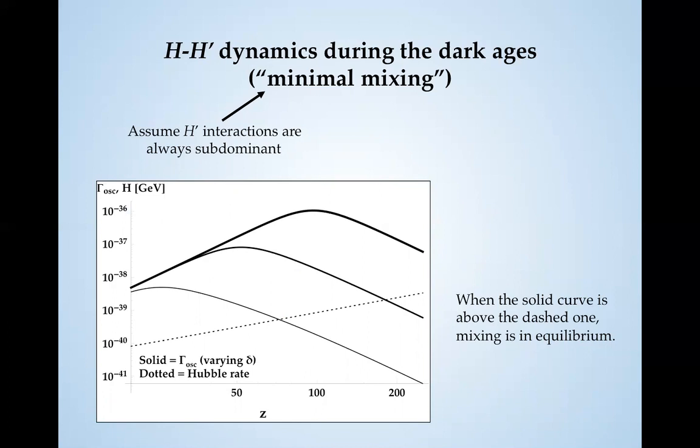We are confining ourselves to what we're calling scenarios with minimal mixing, which means that the effects of H prime interactions on the mixing dynamics are always negligible. So this is going to put an upper limit on how large the cross-section can be between H prime and dark matter. But it keeps the dynamics simple and dependent only on one BSM parameter, namely delta.